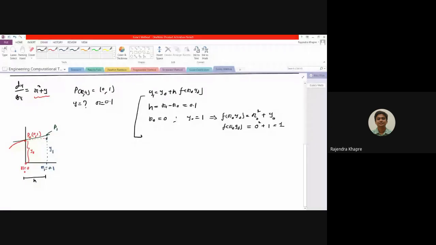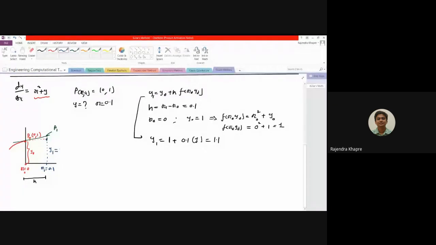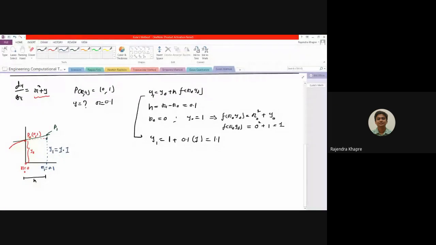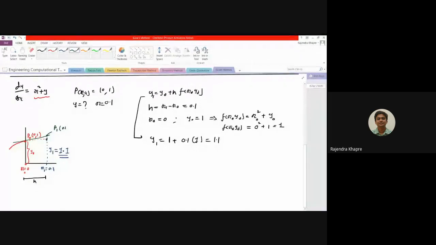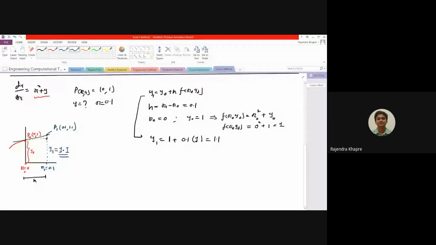Your y1 expression now becomes y0, which is 1, plus h value 0.1 into 1, which gives 1.1. So the value of y1 is 1.1. The p1 point now has coordinates 0.1 comma 1.1. Is it clear to everyone?